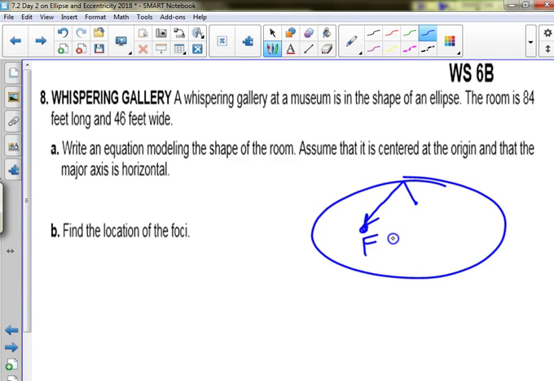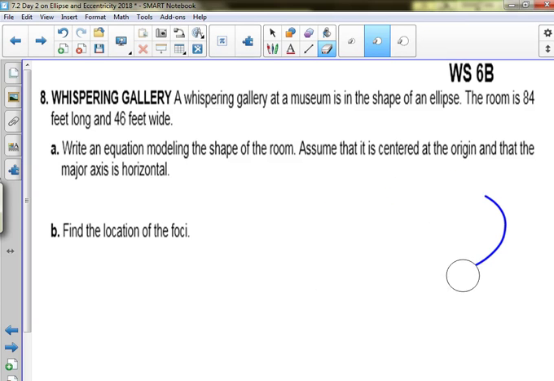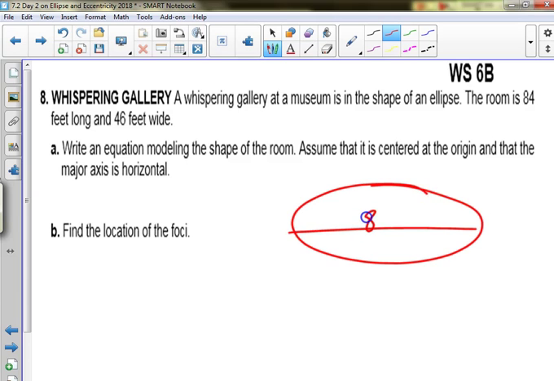Did you ever go, they used to have at the Discovery Center, this thing where you put a ball or a coin in and it had two holes down there and you didn't know why there was two holes and why it always wound up going in. Again, those are at the focal points. All right, backing up here. A whispering gallery and museum is shaped an ellipse, 84 feet long and 64 feet wide this way. Write an equation. Assume the center's at the origin and it's horizontal.